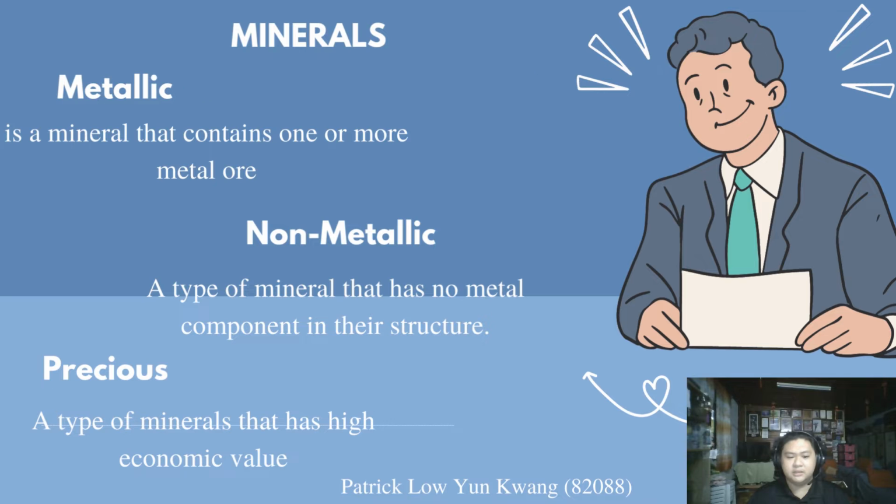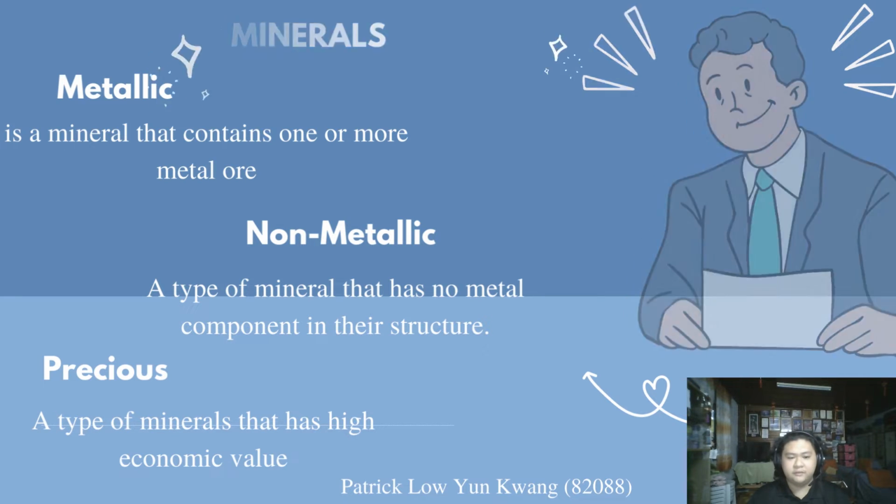Lastly is the precious metal. Precious metal is a mineral that has a high value in economics, such as gold and diamond. They are formed by high pressure and high heat deep under the earth, and they are brought up to the surface through faulting or volcanic activities.